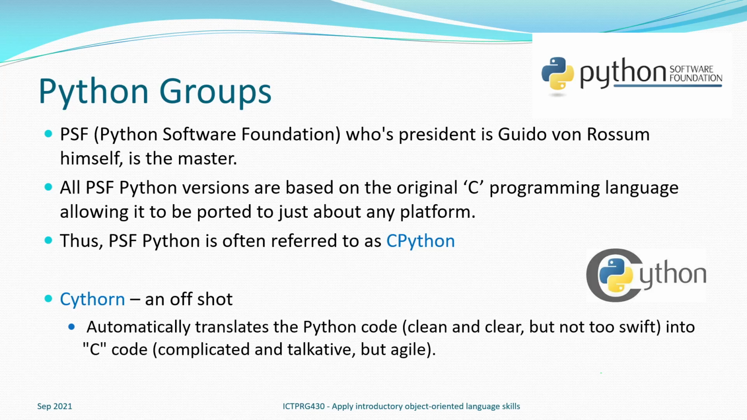Another one out there is Cython. Now, this version of Python code automatically translates it into C, and it's executed in C. So it's a little different in how it goes about things.